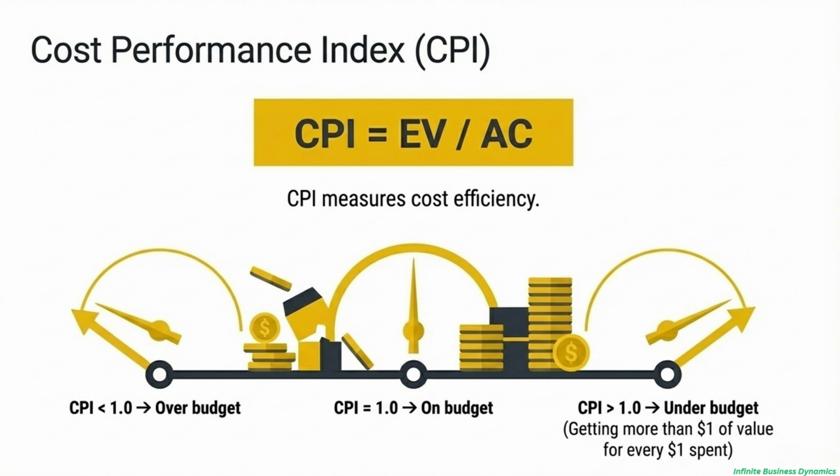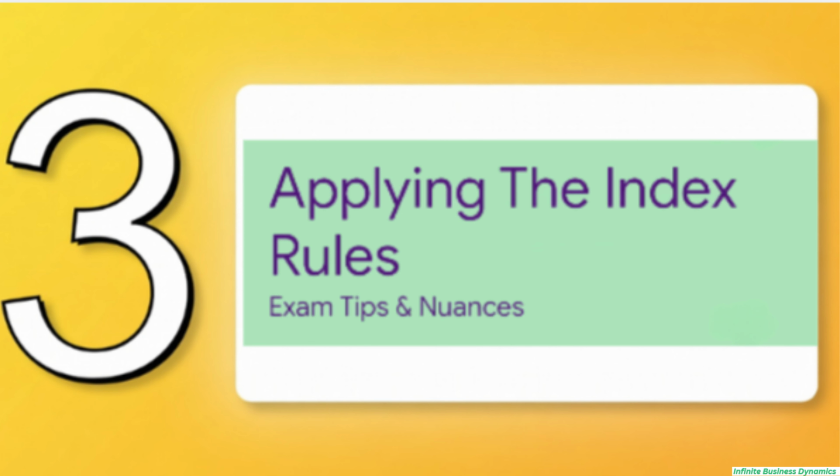And in exactly the same way, we have the Cost Performance Index, or CPI. The formula here is your earned value divided by your actual cost. This one is all about cost efficiency. A CPI less than 1 means you're over budget. You're spending more money than the value you're actually getting. A CPI of 1 means you're right on the money. And a CPI greater than 1, well, that's the sweet spot. That means you are under budget, getting more than $1's worth of value for every single dollar you spend.